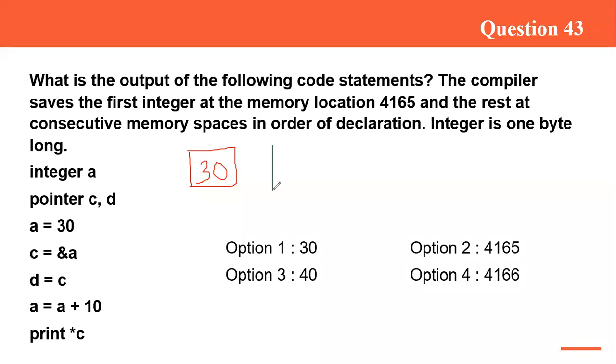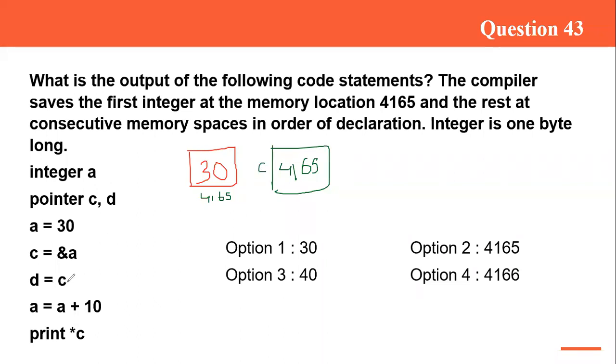Okay, C is a pointer which is storing the address of A. And they have mentioned the address of A already. That is nothing but the first integer at the memory 4165. So C will be storing 4165 because the address of A is 4165, as given in the question. Not a big deal. We don't care what the address actually is. Some address is there. So this is A, this is C.